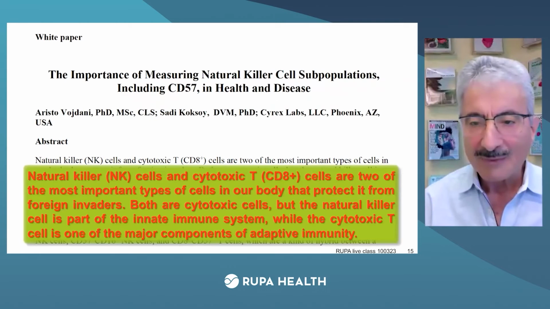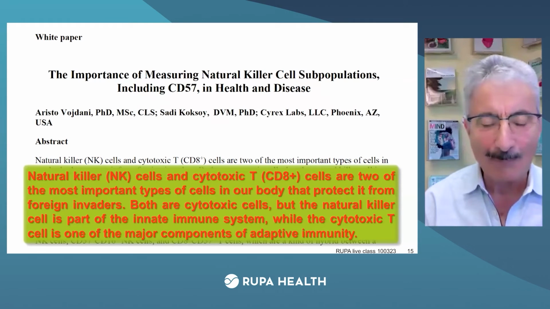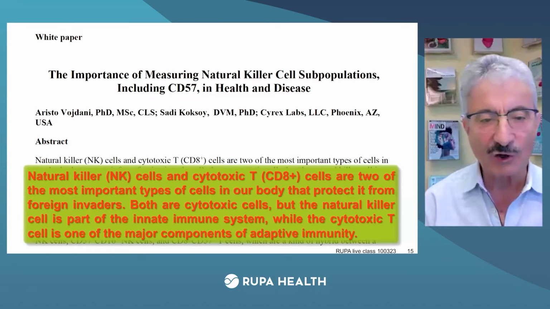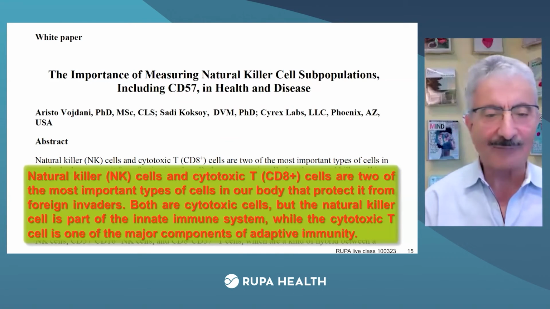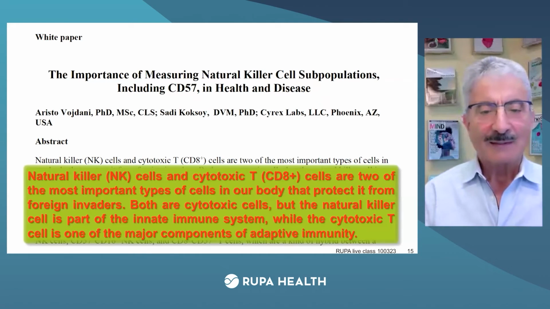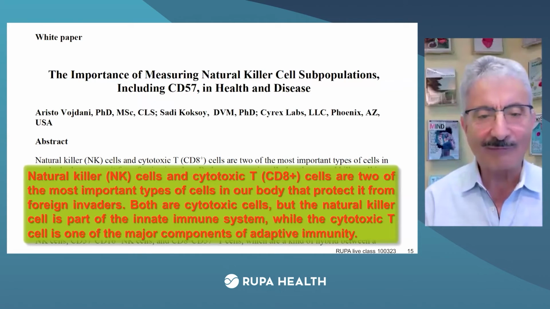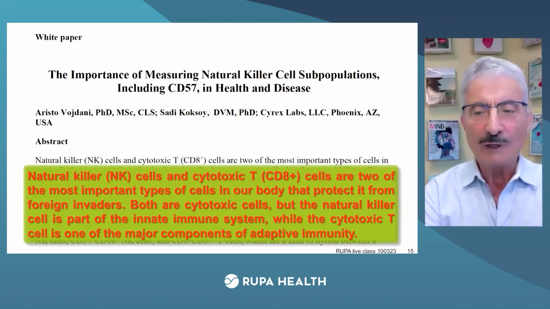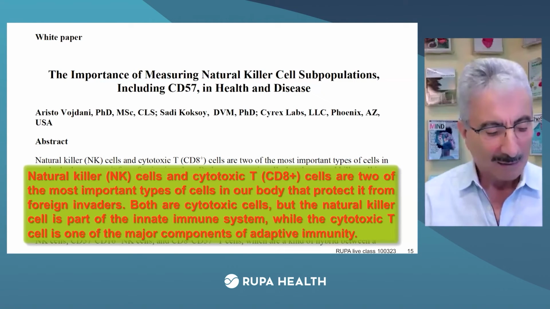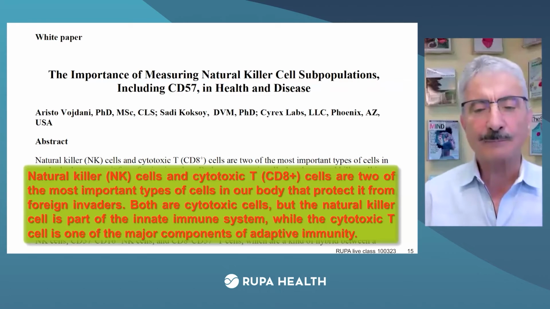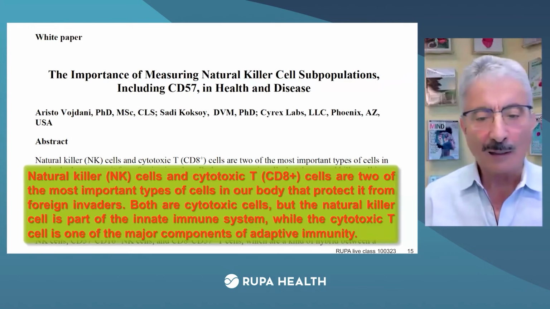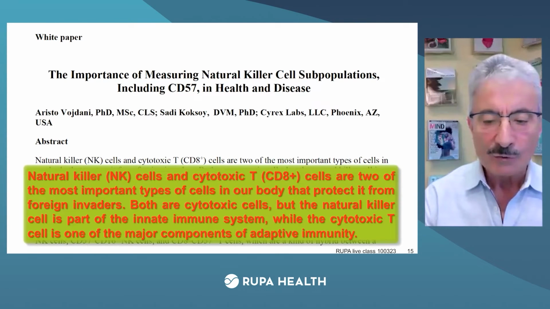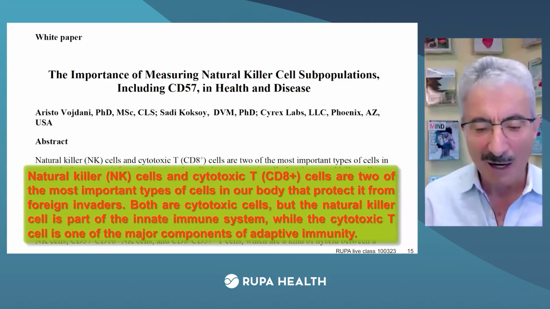So the next subpopulation of natural killer cells is CD57. Because of the importance of this subtype of natural killer cells, my colleague, a Cyrex immunologist, and I wrote this article in order to share it with you, and hopefully you'll have time to read it.